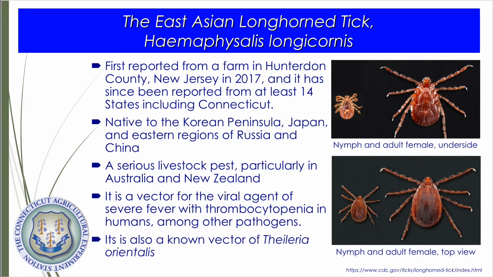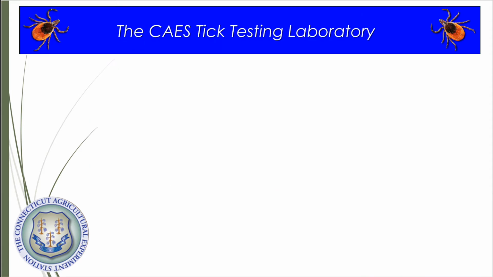Furthermore, the recent detection of the more pathogenic Theileria orientalis in cattle and in ticks in Virginia, for which Asian longhorned tick is a known vector, is suggestive of risks to livestock with the introduction of exotic tick species.